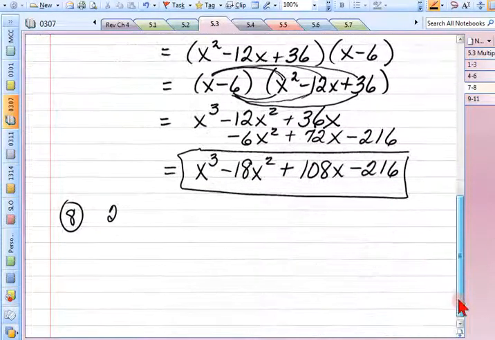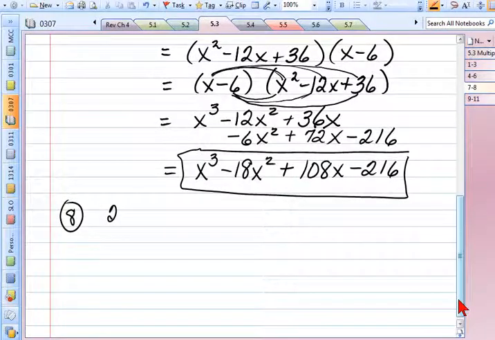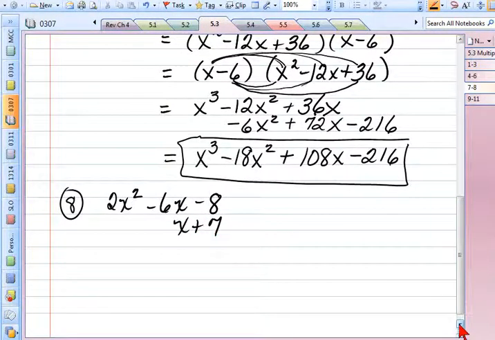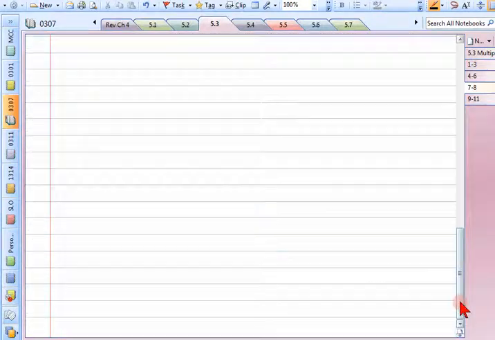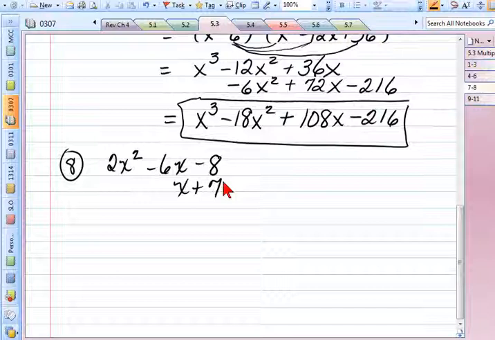Now, I guess I'm not going to make it a secret that I'm not a fan of vertical multiplication. I'll show it to you, and you might love it, and it's fine. I'm just not a huge fan. Now, the polynomials are 2x squared minus 6x minus 8, and I'm supposed to multiply it by x plus 7. When you do it vertically, you put the polynomial with the larger number of terms on top, and the smaller one on bottom.